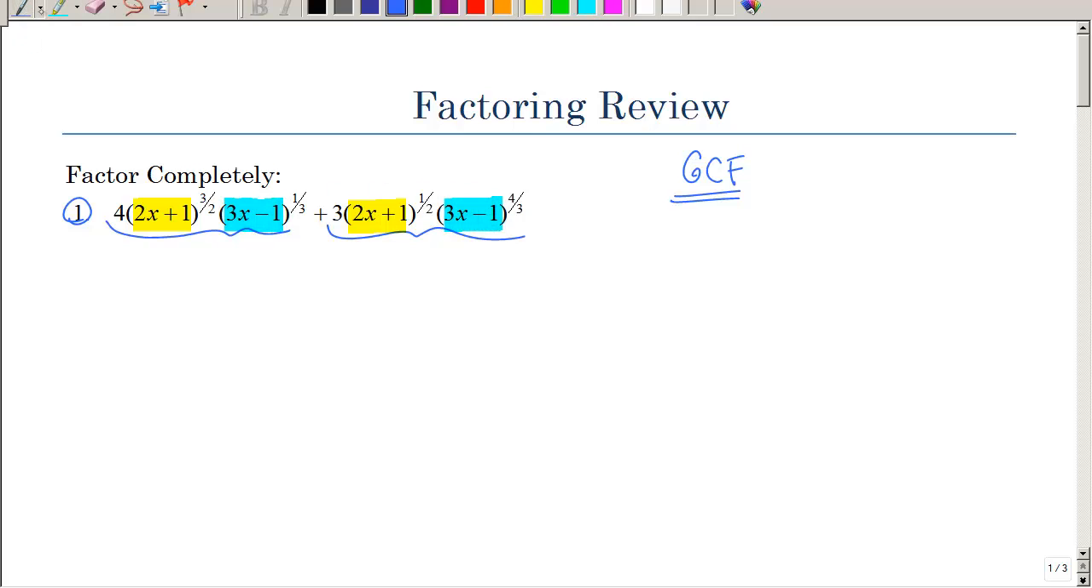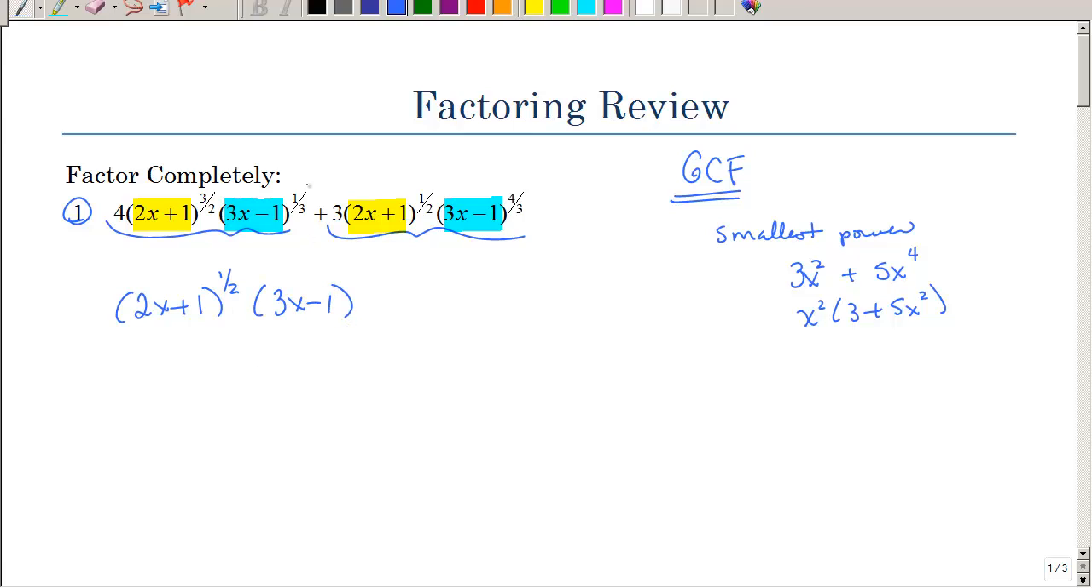But it's raised to these weird powers. What do we do? Well, let's take out that 2x plus 1, and we always want to take out the smallest power because that's what they're going to have in common. Let's just go back. If you have 3x squared plus 5x to the fourth, you would take out the x squared, that's the smallest power, that's what they would have in common. So the smallest power between 3/2 and 1/2 is the 1/2 power. Then we would take out a 3x minus 1 to the 1/3 power.